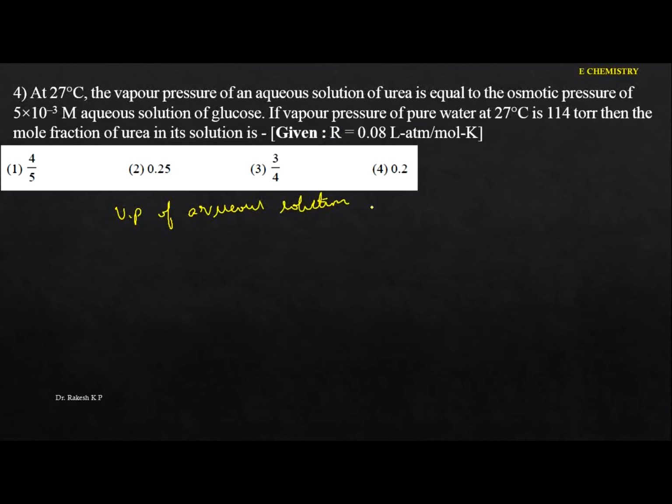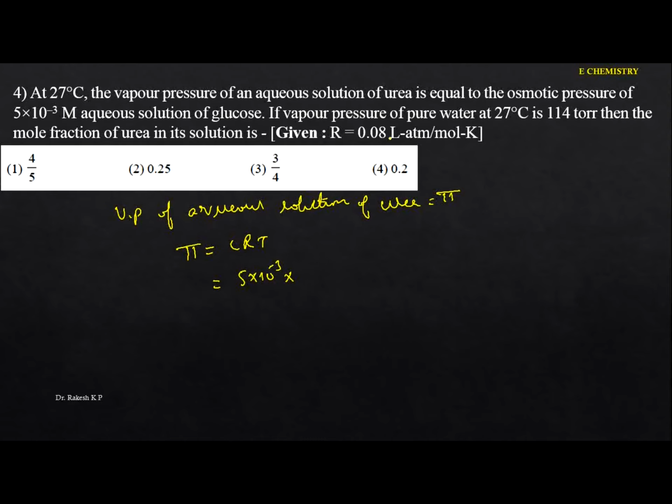So they have given the vapor pressure of urea solution, which is equal to the osmotic pressure. Hence I can take the osmotic pressure, which is equal to CRT. See this one here. What is the concentration they have given? That is 5 into 10 to the power of minus 3. The R value I am going to take, let us go to this one here.